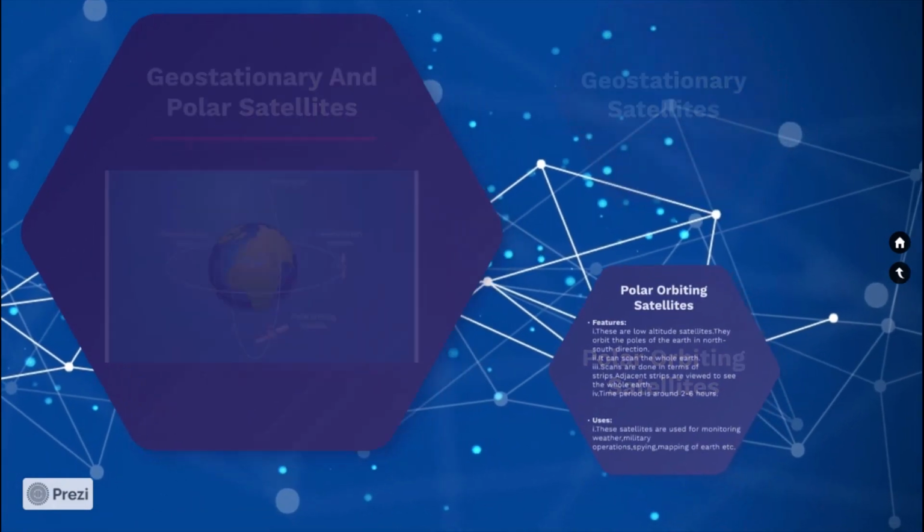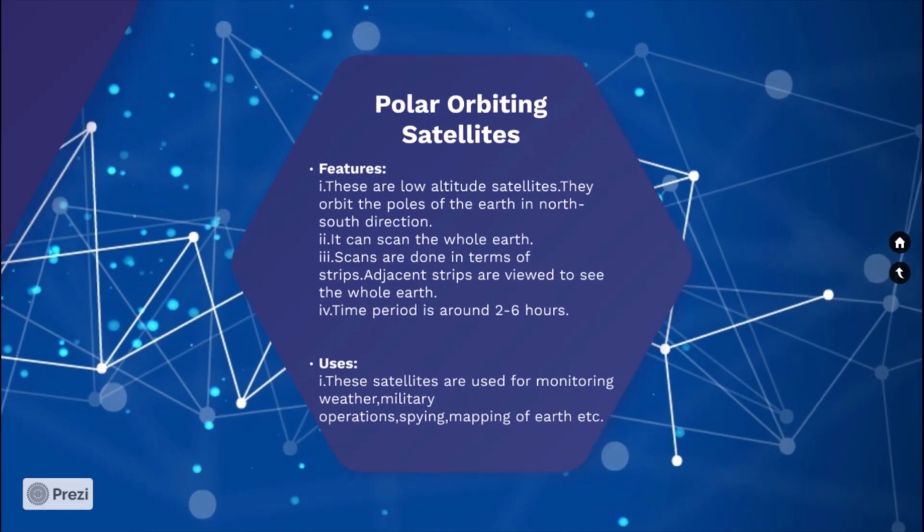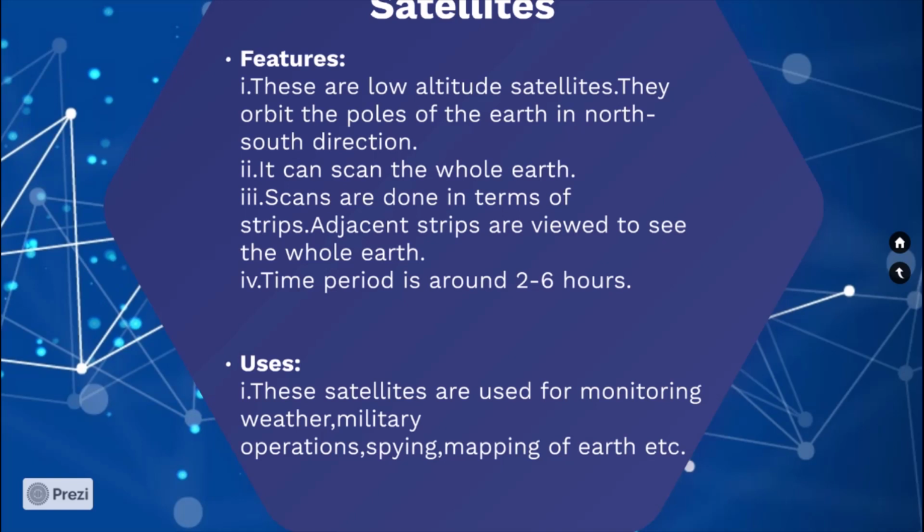Next topic here is polar satellites. These are a specific type of satellites having comparatively much smaller altitude, which is around 500 to 800 kilometers. These satellites orbit the poles of the Earth in north and south direction. Due to the orbit of the satellite, it can scan the whole Earth in terms of strips.